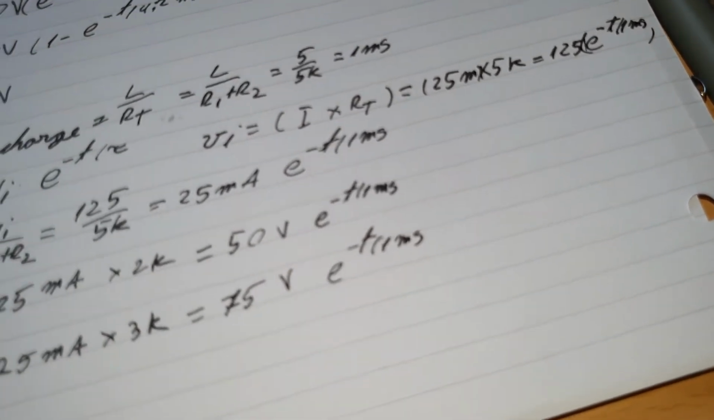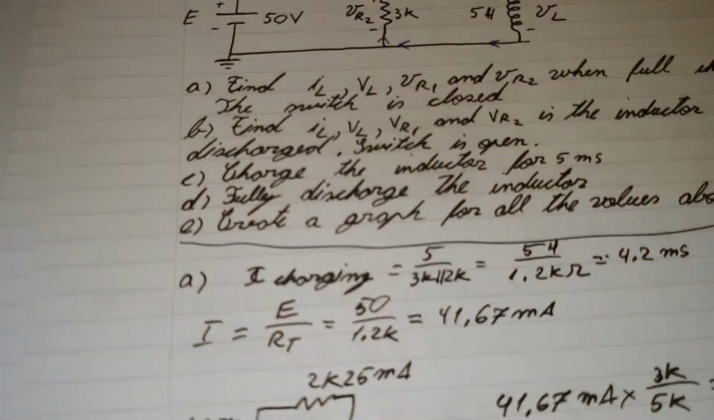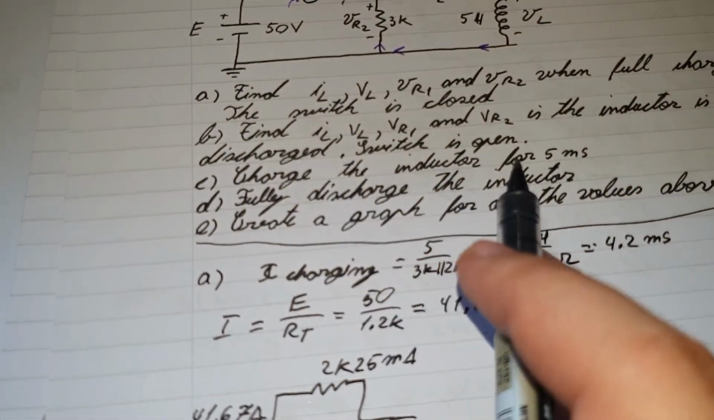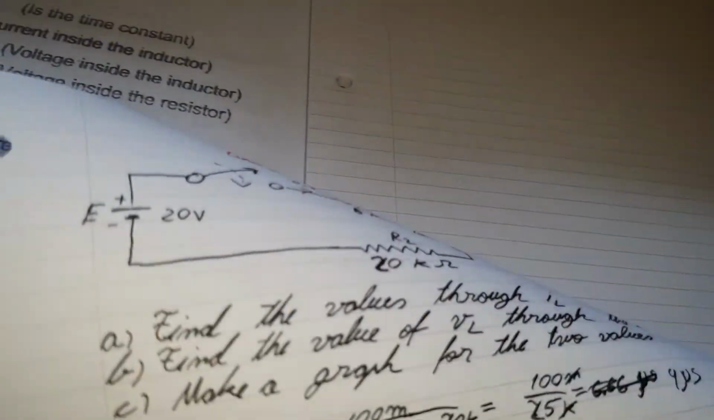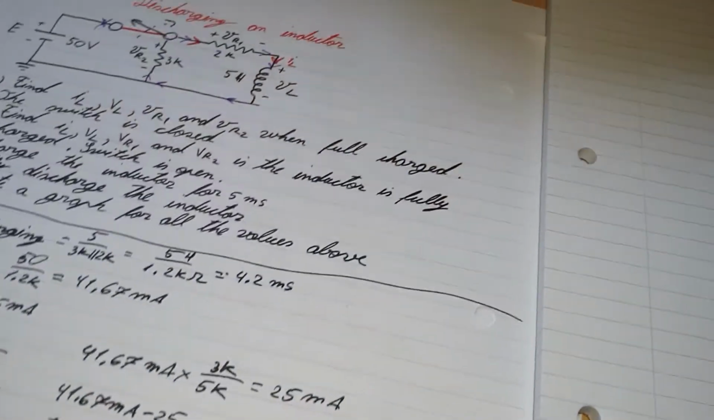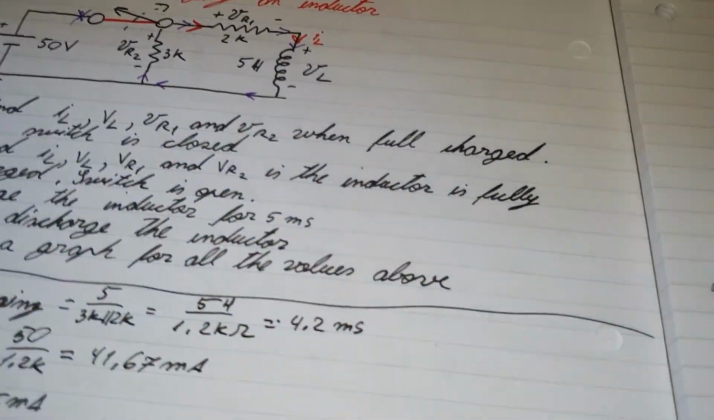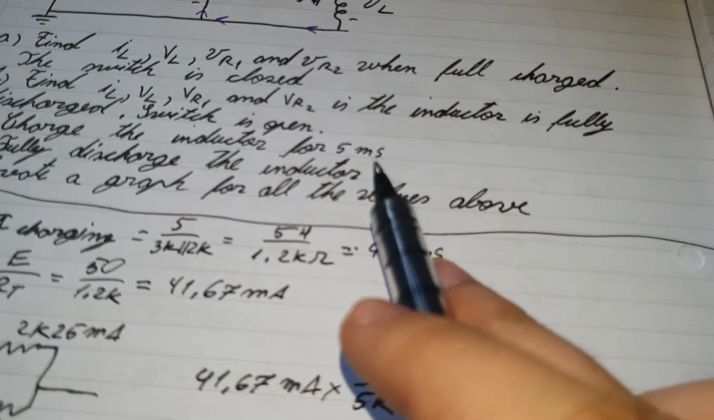Now let's go to question C, which is to charge the inductor for 5 milliseconds. I'll need to work on a new page, because the other side is written, and also I want to still see the circuit and the questions. So let's calculate. It's simple to calculate at a specific time. We need to calculate it at 5 milliseconds.